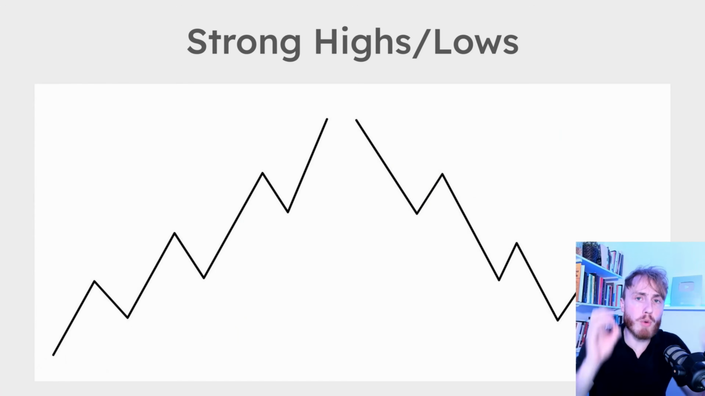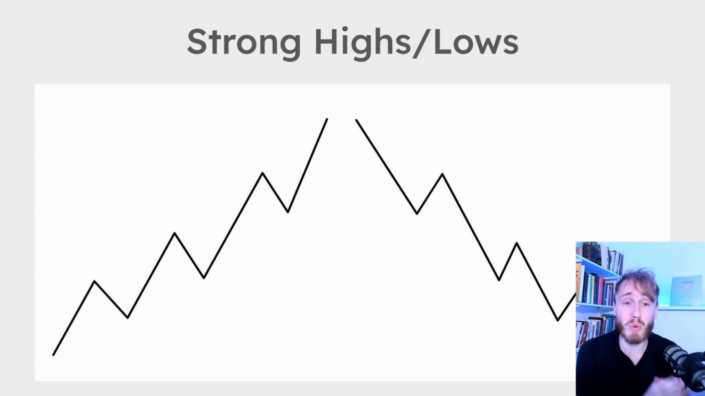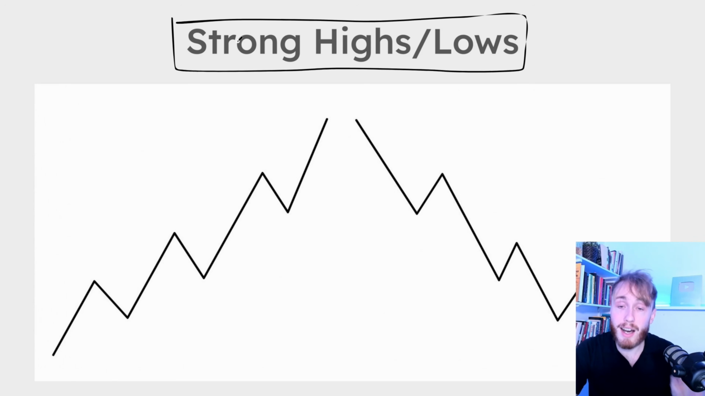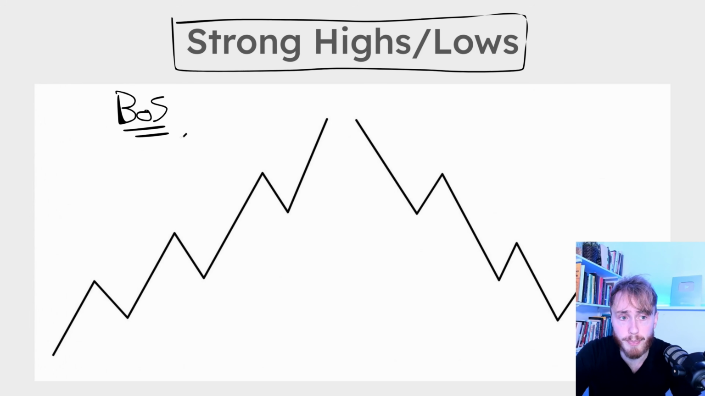But right, before we can start taking a look at our next supply and demand zone type, we need to learn about something called strong highs and strong lows, because these types of supply and demand zones only appear at strong highs and strong lows. And before we can learn about strong highs and strong lows, we need to learn about a concept called break of structure. And in this video, I will keep this very, very short and sweet.